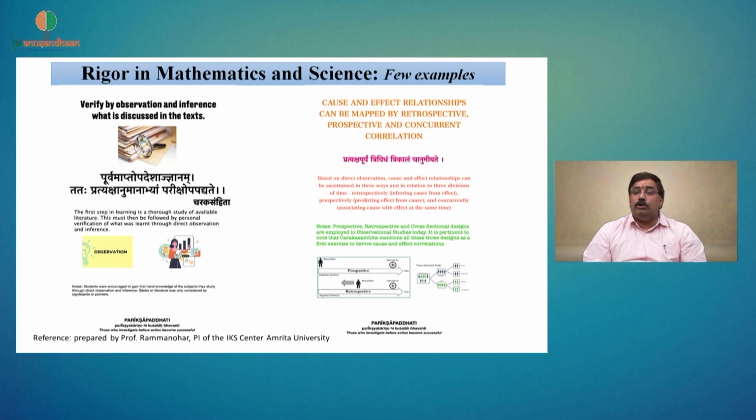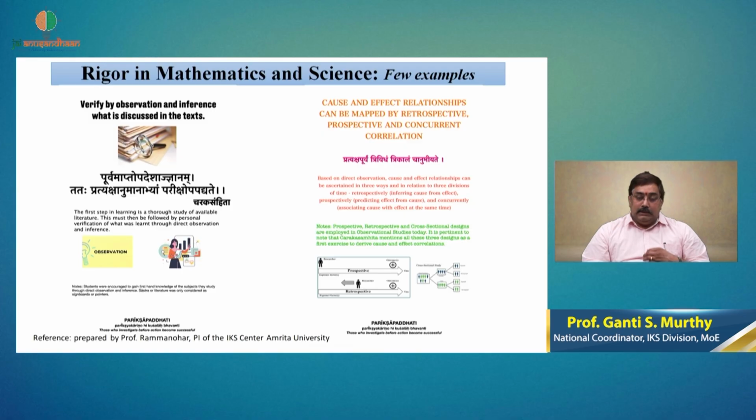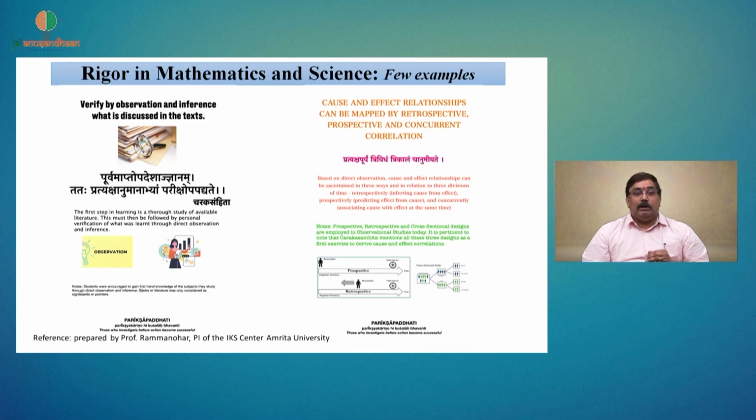In fact, if you look into Charaka Samhita, which is an Ayurveda text, it talks about things like verify by observation and inference what is discussed in text. It says, Purvam Aptopadesha Jnanam. First of all, approach a good teacher who has no agenda, Aptaha, that means one who is Apta, and then obtain the Jnana. Then, Tataha, Pratyakshanumanabhyam parikshopapadyate. After that, verify by observation and anumana or the inference. That is what Charaka Samhita says.